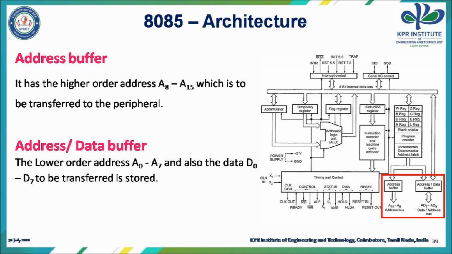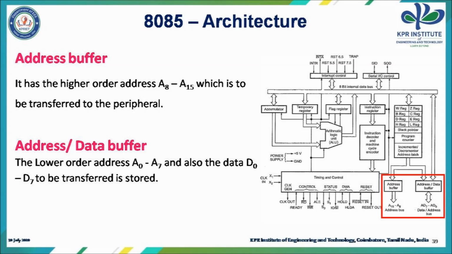And the last two blocks of the 8085 microprocessor are the address buffer and the address bar data buffer. The address buffer is used to hold the higher order address pins, that is A8 to A15, and the address bar data buffer is used to hold the lower order address and data pins, that is A0 to A7 and D0 to D7, which are multiplexed to form AD0 to AD7.